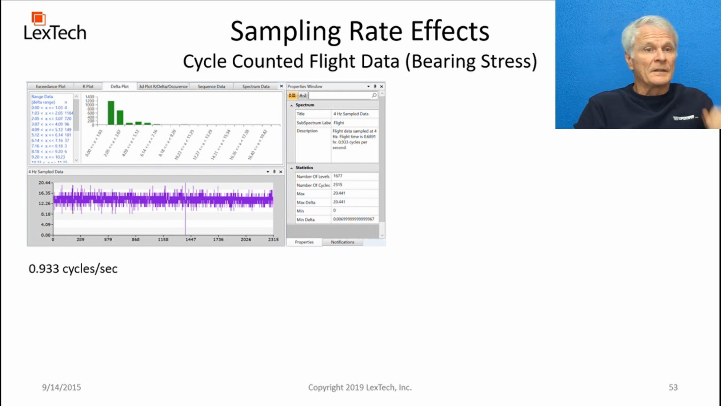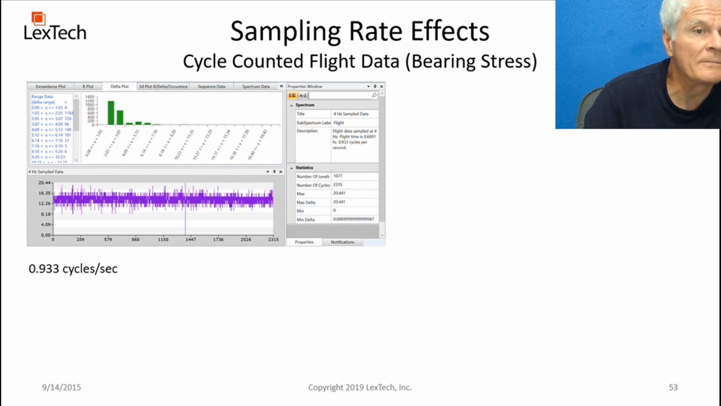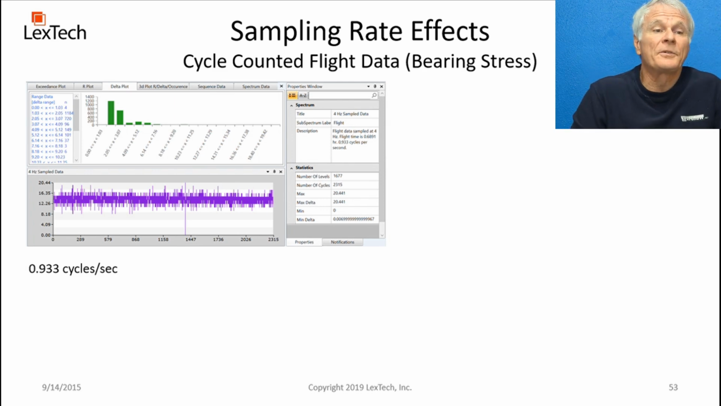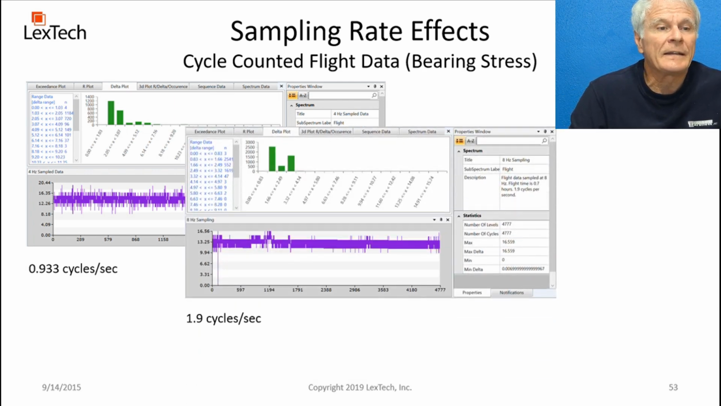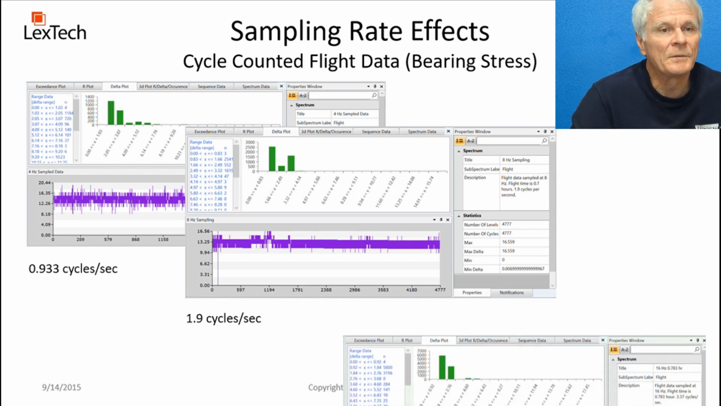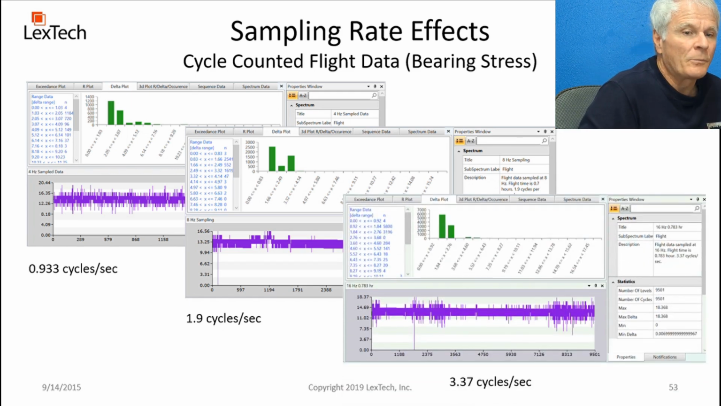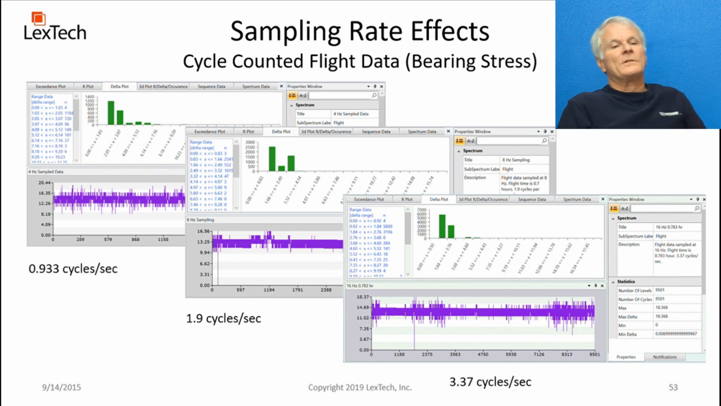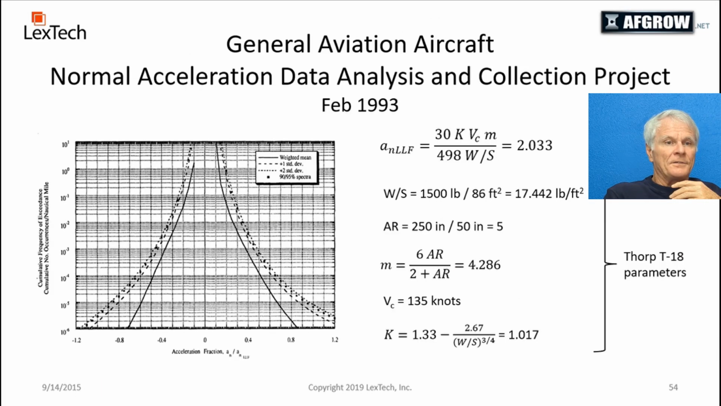So here is cycle counted flight data, bearing stress. This was 4 Hertz. I was showing about 0.933 cycles per second. At 8 Hertz we got 1.9 cycles per second, and going up to 16 Hertz we ended up with 3.37. So it looked like we were definitely missing cycles at the lower recording sampling rates. Repeating this again at 16 Hertz made a lot of sense.